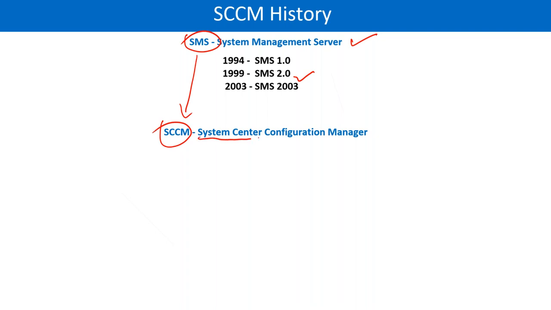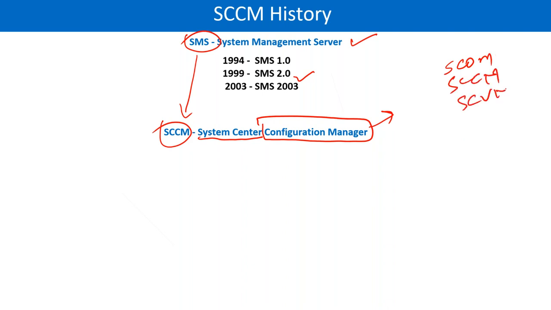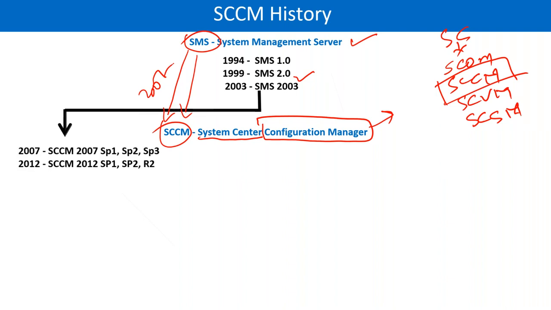Now, what is SCCM? System Center is a family name, like an umbrella, and inside that you have Config Manager as one of the products. Like you have multiple other products in System Center, like SCOM, SCCM, SCVMM, SCSM. There are multiple products which come under the System Center umbrella. So SCCM is one of the products inside System Center. This name changed from SMS to SCCM in the year 2007. Microsoft released the new version of SCCM in the year 2007. Later on, SP1, after that, SP2 and SP3.